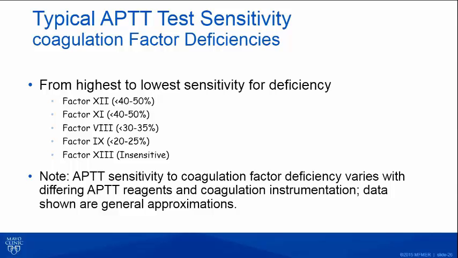Typical APTT and PT tests have different sensitivities for different factor deficiencies, as Dr. Nichols has mentioned. The level shown here is a ballpark estimation, and it's worth mentioning that those sensitivities are actually determined by the specific combination of the reagent as well as the testing platform that is being used. Both PT and APTT are not sensitive for factor 13 deficiency, and factor 13 deficiency is analyzed by a specific assay.